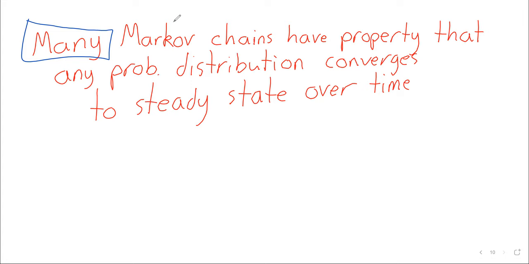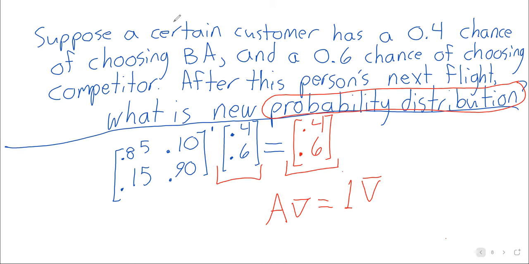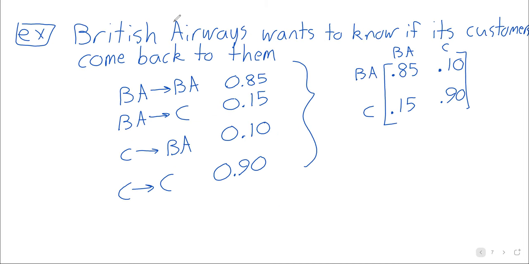But what does it mean? Converges to the steady state over time. Well, let's continue to look at this British Airways example. So we have this as our transition matrix.